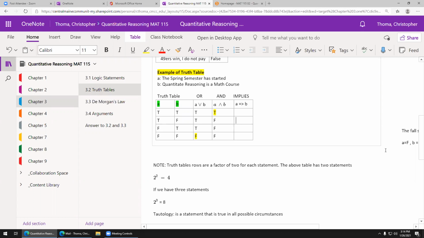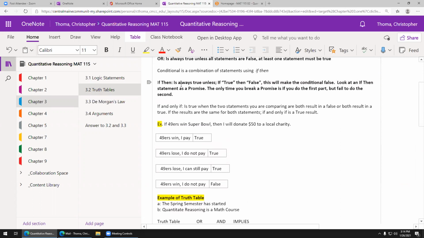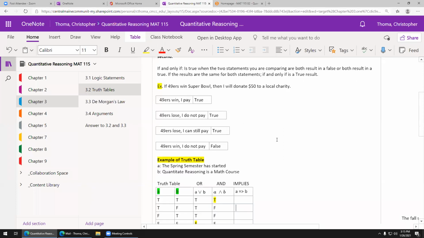All right, break our promise one then, our implies. So an if-then statement is always true unless true, then false. So the only one I'm really looking for in this case is I'm looking for a T first, then an F. If I get a T first, then an F, then that is false. That is our broken promise, right?